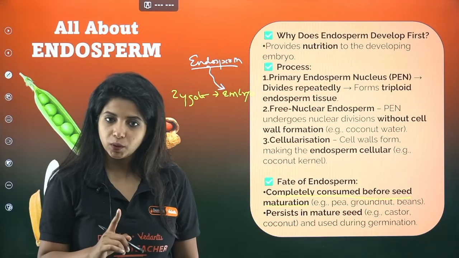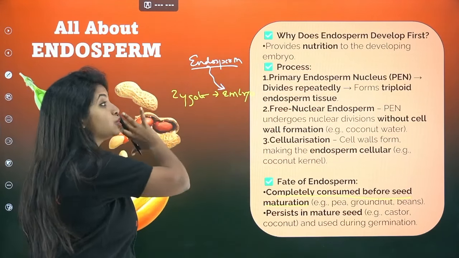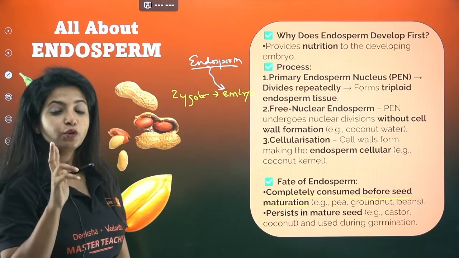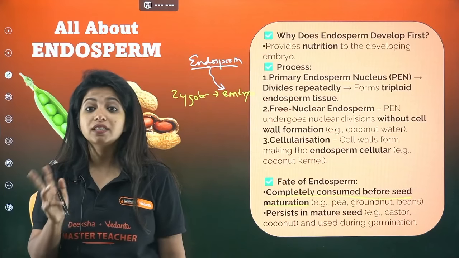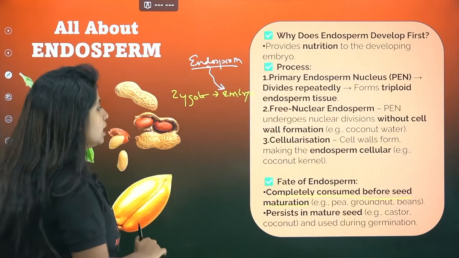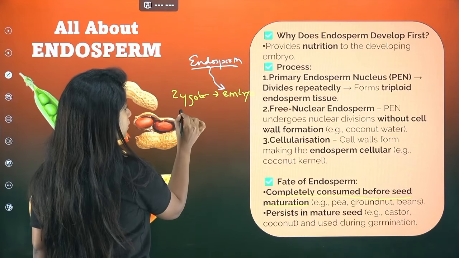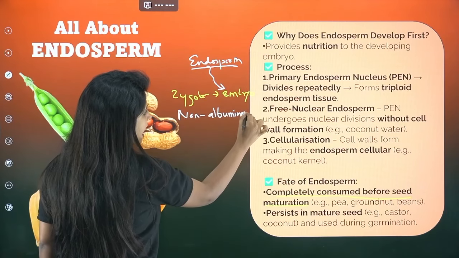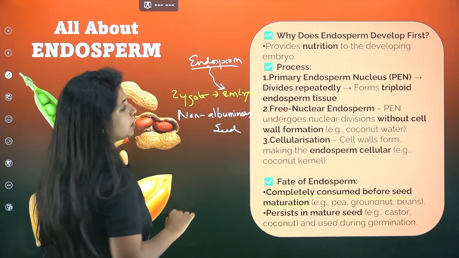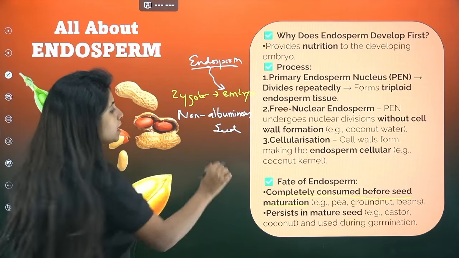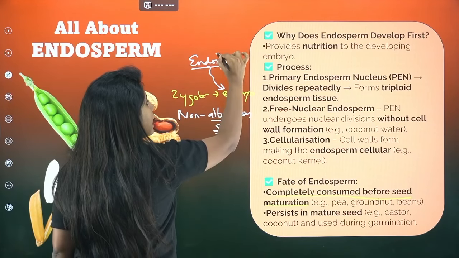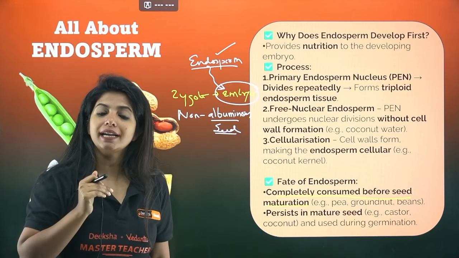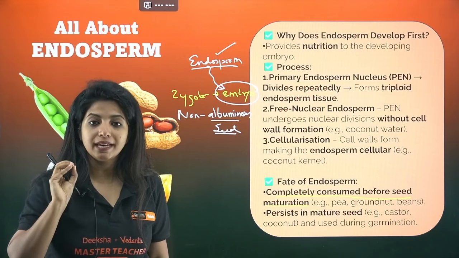That is one condition. There is also a condition where the endosperm is not completely used up, and still some amount of endosperm can be left. And you have two different names for it, two different types of seeds which are going to be formed. One is known as non-albuminous seed. What do you mean by that? Non-albuminous seed means it has completely utilized the endosperm. The embryo has completely utilized the endosperm for itself. There is no endosperm left behind.